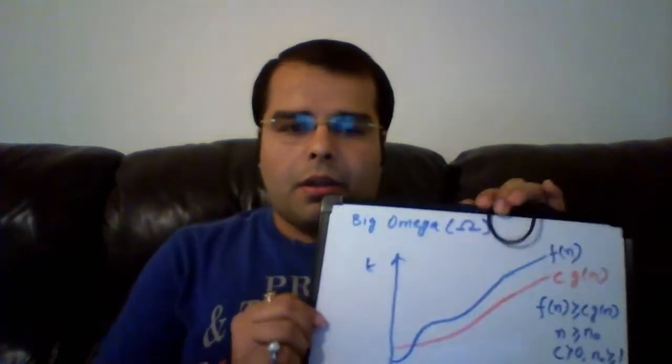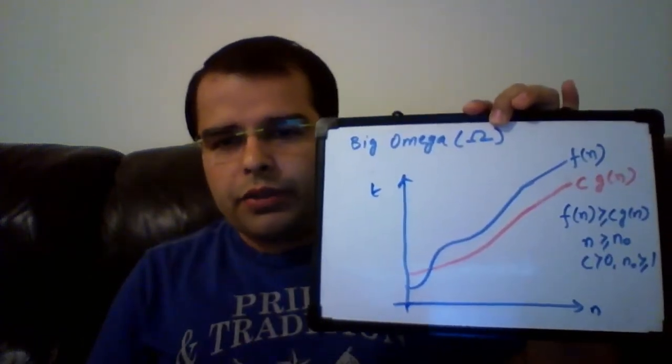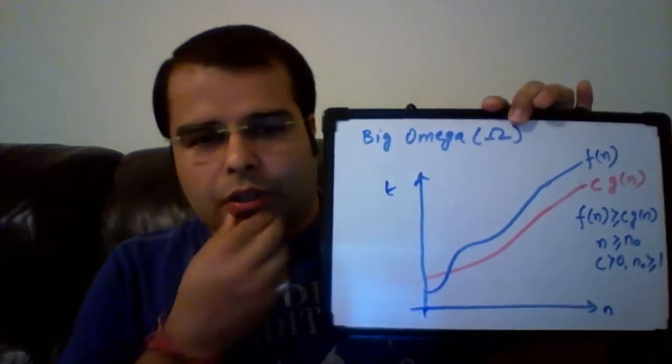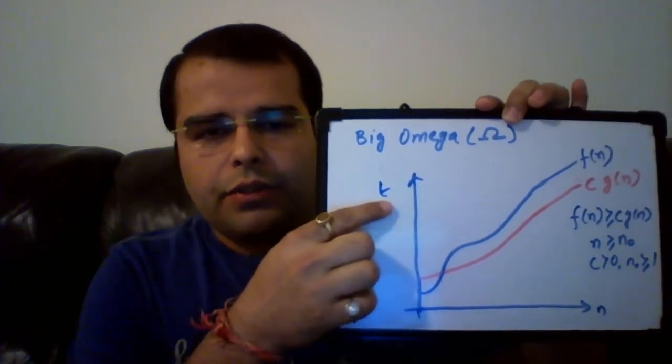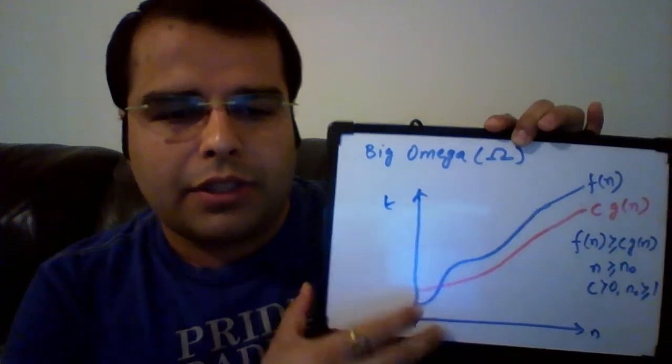Now the second one is big omega. Big omega is used to find the lower bound of any algorithm. Like in this example, let's say we are plotting the time complexity with the number of inputs.